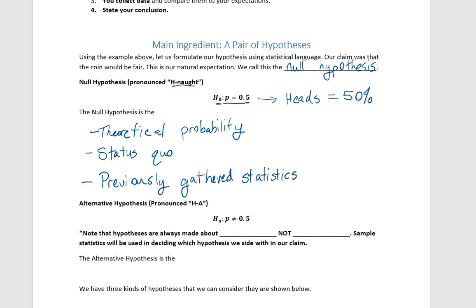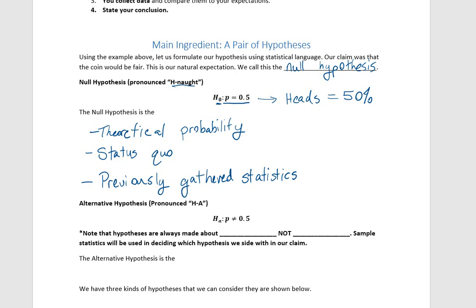So let me give you an idea of what status quo could be. Status quo could be that we expect the population to be made up of 50% men and 50% women. That's the status quo. That's what we've been led to believe. But maybe that's not true. Maybe there are things that are affecting that, like war or some sort of disease that affects one gender versus the other.